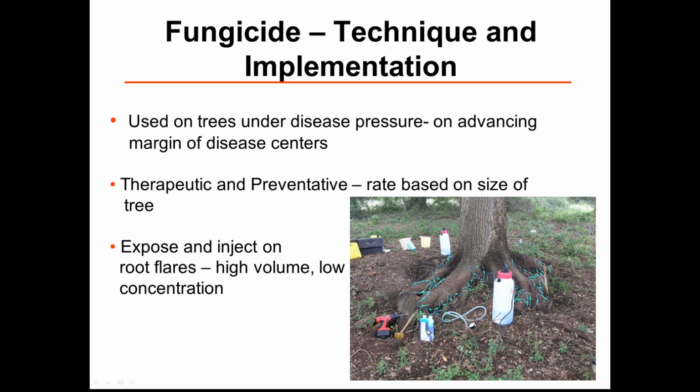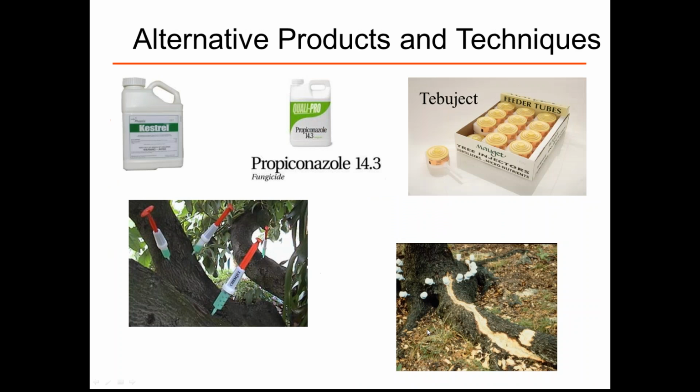The Alamo is the name of the fungicide that is used to treat trees. There are alternative products, generic products on the market now, Kestrel and Qualipro. Although the pricing is about the same as Alamo, and a lot of arborists prefer the older product, the Alamo, over these newer generics. And there are alternative injection techniques.